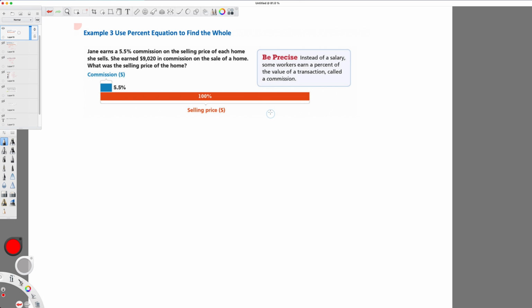So example 3, use the equation to find the whole. Jane earns 5.5% commission on the selling price of each home she sells. So it says over here what commission is. Basically, it's an encouragement for salesmen or saleswomen to actually sell something. So when they sell something, they get a percent of what they sell. So like a realtor, if they sell a home, they get a certain percent of the value of that home. Well, some places do that.